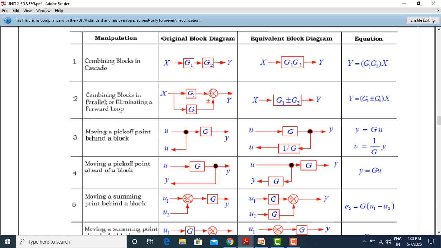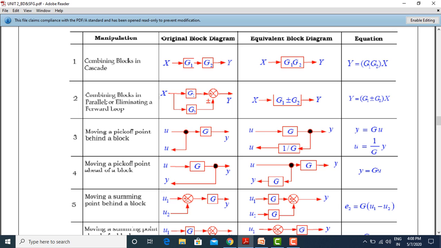Remember this chart. Combining blocks in cascade, we have just seen: X is the input, Y is the output, G1 and G2 are in series. Just take them in one block by the multiplication sign. Here we can see Y by X, G1 G2 will be the transfer function.